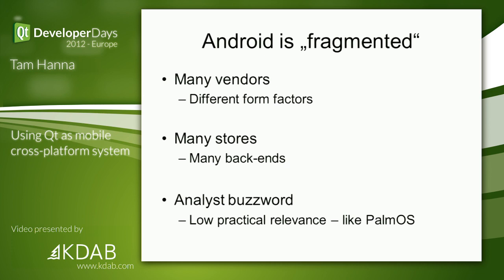But the fragmentation talk is essentially mostly the media needing something to write about. So the practical relevance for developers is rather low. I mean, we had Palm OS, and Palm OS was fragmented as well. There were 60 different APIs for the screen, for example. So this is not a new problem. And if you have been in the mobile space long enough, it is not something which should be a problem for you to tackle.